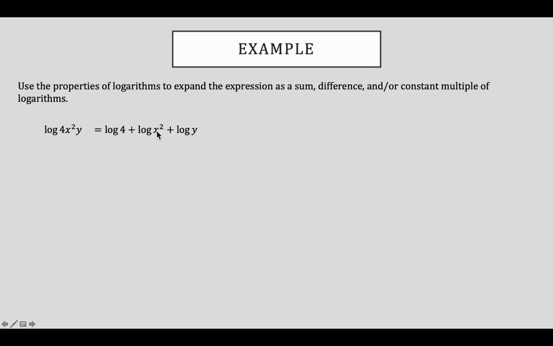Now, we can continue to expand this log x squared. All right, notice that we have an exponent inside of the log. All right, we can use the power property to take that power and bring it to the front as a constant multiple. This gives us our final answer, log of 4 plus 2 log x plus log y. Notice that we have expanded the expression as a sum, that means addition of multiple logs, and or constant multiple of logarithms. 2 log x is a constant multiple of a logarithm.